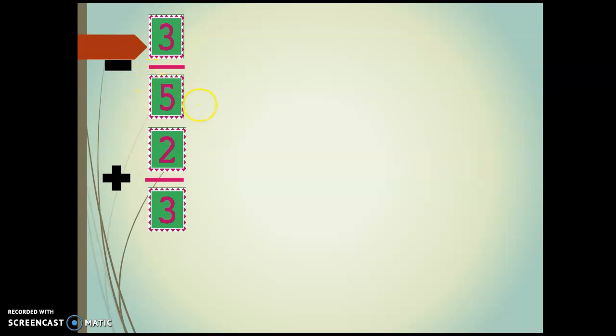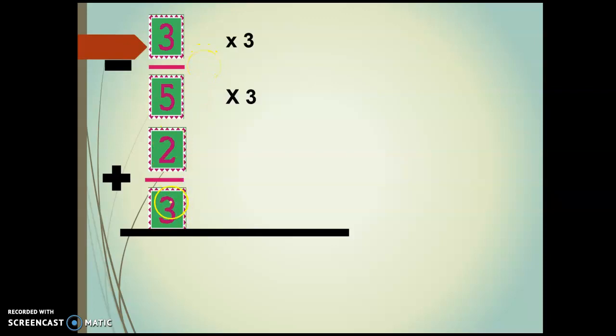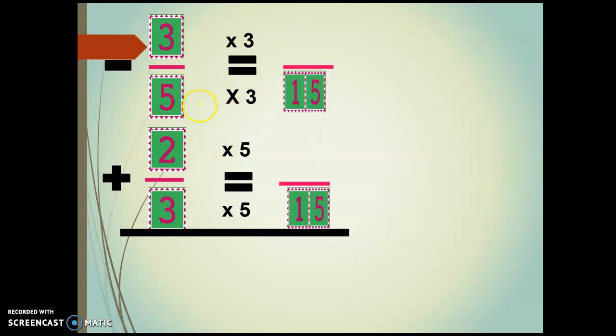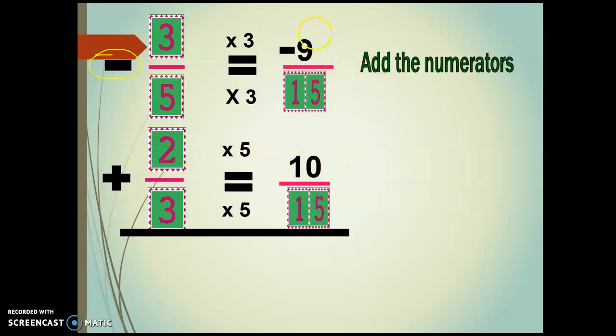So what should we multiply with 5 to make it 15? It's 3. How about 3 to make it 15? Multiply with 5. Okay, so let's multiply. 5 times 3 is 15. 3 times 5, 15. 3 times 3, that's 9. I mean negative 9, since there is a negative sign here, so you copy the sign. And then 2 times 5, it's 10. Add the numerators. Take note, you need to copy the negative sign, okay?